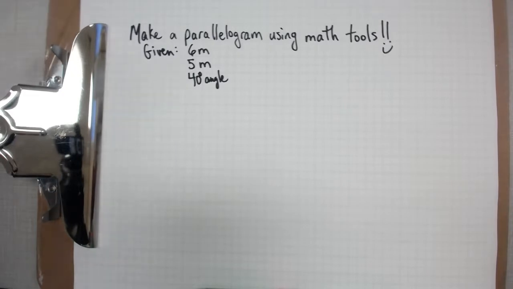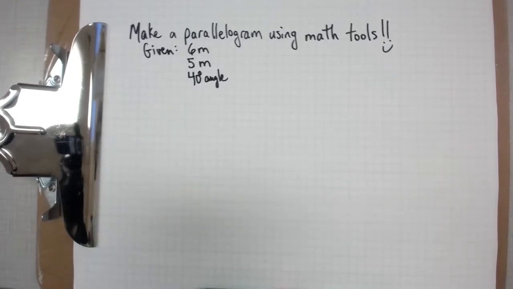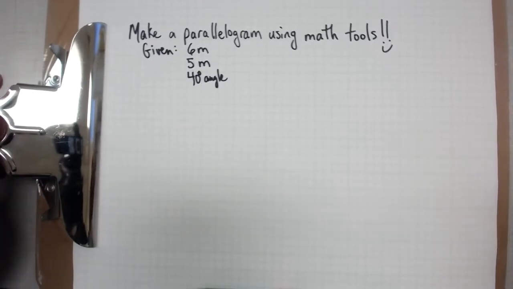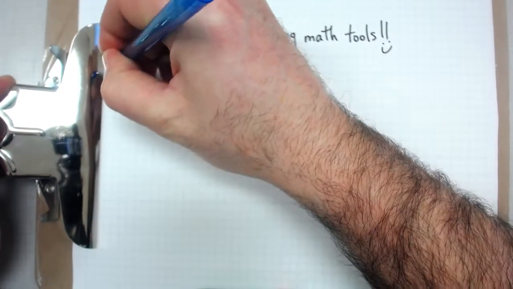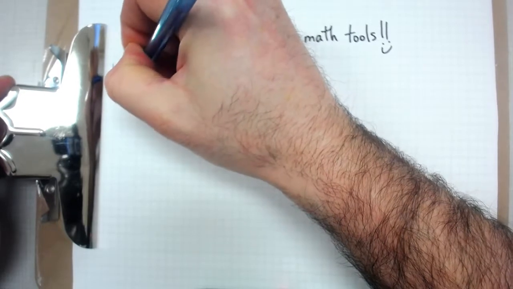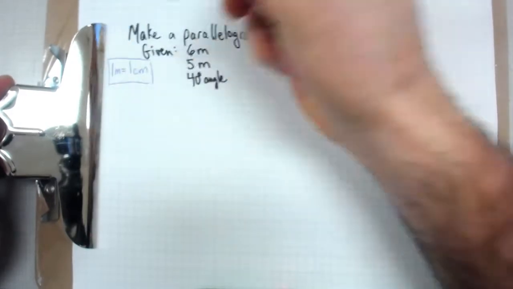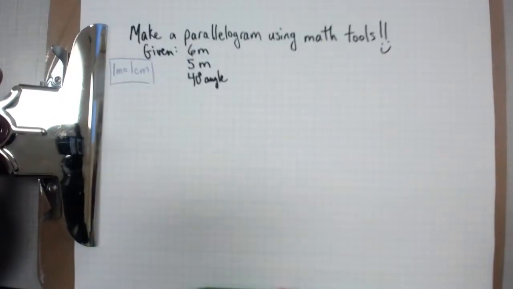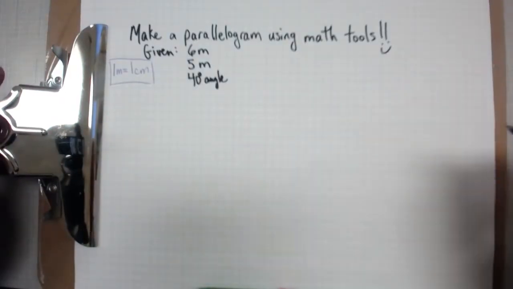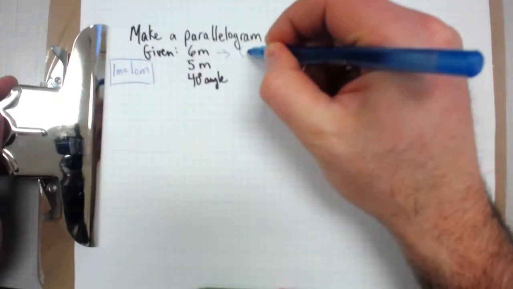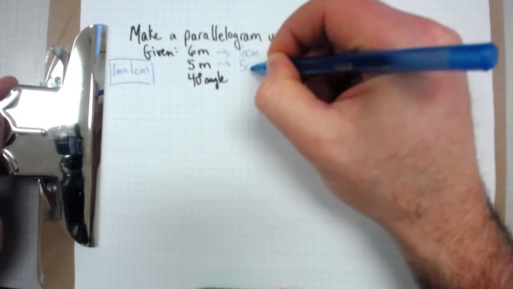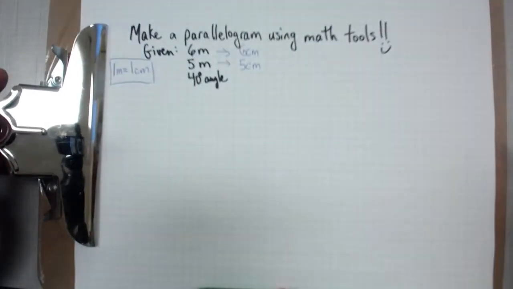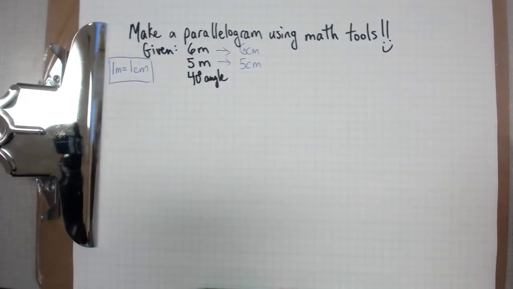Now, because we can't draw 6 meters and 5 meters on our paper, we're going to have to use some type of a scale relationship. So ideally, the scale relationship in this case would be 1 meter equals 1 centimeter. That makes the most sense for now. So that means your 6 meters should be represented as 6 centimeters, and your 5 meters should be represented as 5 centimeters. The 40-degree angle we're going to maintain and keep as is.